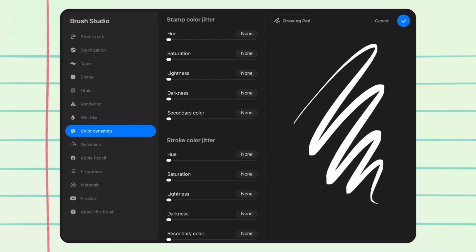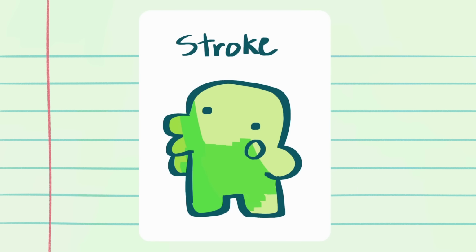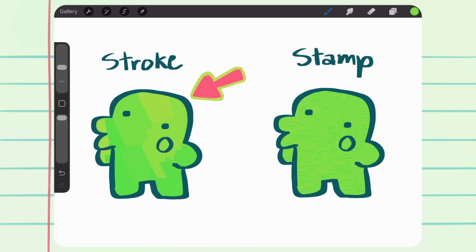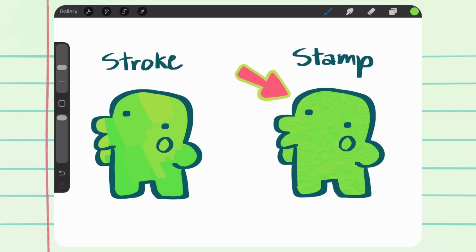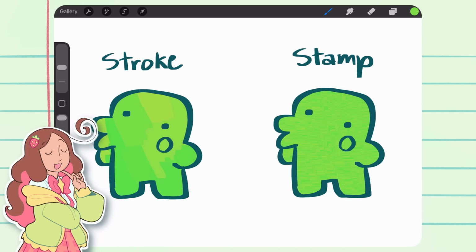There are two different kinds of color jitter. Stroke jitter, where the color changes every stroke, or every time you put your brush down and make a line or a dot, and stamp jitter, which changes color with every individual stamp placed down in a stroke. You can see the difference on screen. Stroke jitter stays a solid color, whereas stamp jitter changes throughout the stroke. You can apply one or both of these kinds of jitter to a brush. It's not just one or the other.